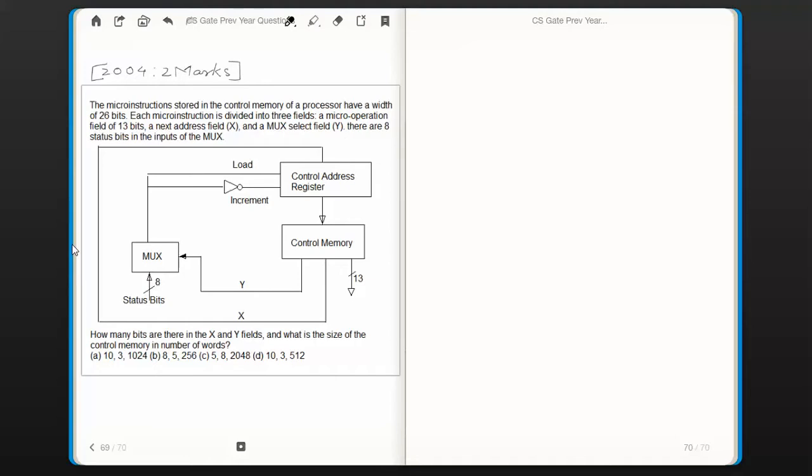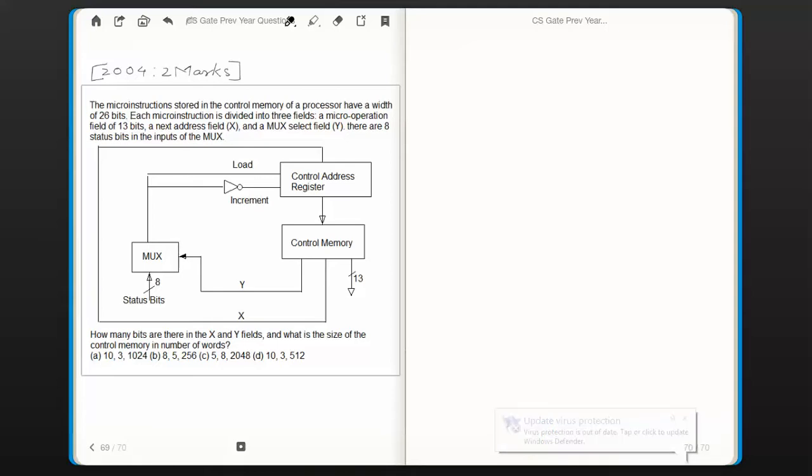Hello everyone. Today we are going to discuss the solution of the next question in computer organization from the topic CPU design. This question was asked in the computer science GATE paper of the year 2004, and the number of marks allotted was 2 marks.